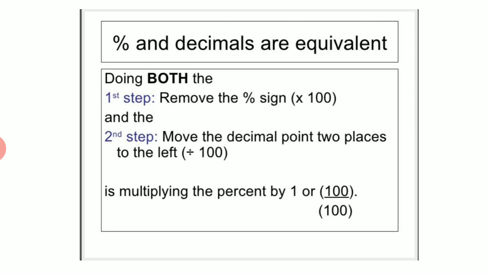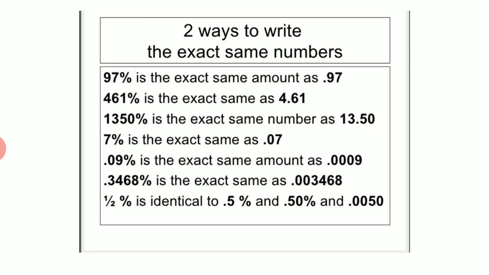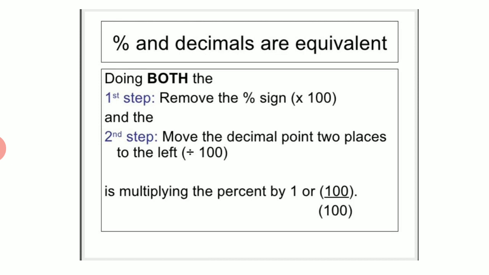We need to know, children, that percentages and decimals are equivalent. In doing both, the first step we only need to remember is to remove the percentage sign, which means we are multiplying the number by 100. And the second step is to move the decimal point two places to the left.